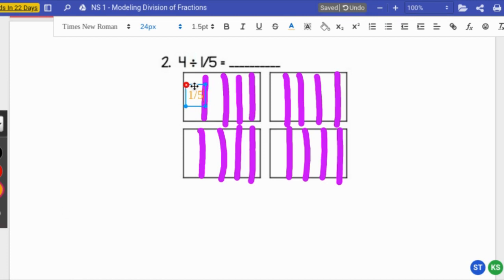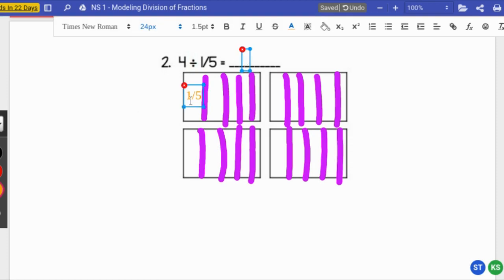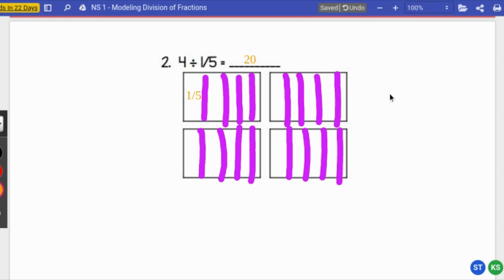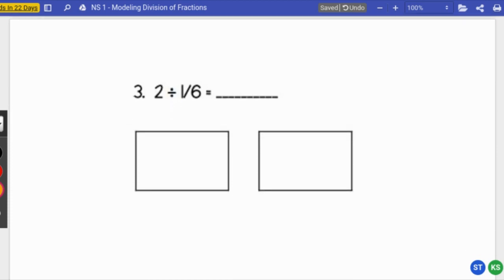So I'm going to count up how many of those 1/5s there are. So there are 1, 2, 3, 4, 5, 6, 7, 8, 9, 10, 11, 12, 13, 14, 15, 16, 17, 18, 19, 20. There are 20 1/5s in 4, so my answer is 20. 4 divided by 1/5 is 20. All right, give this one a try on your own. Pause the video and do it on your own, and then play the video back and see if you got it correct.